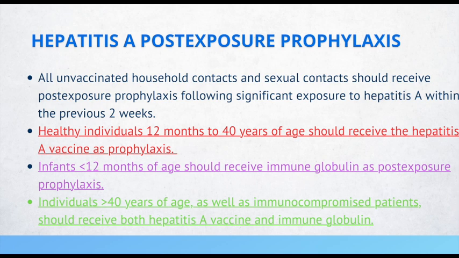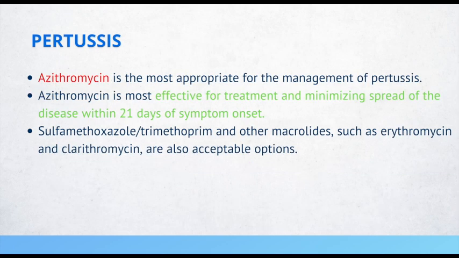Pertussis. Azithromycin is the most appropriate for the management of pertussis. Azithromycin is most effective for treatment and minimizing spread of the disease within 21 days of symptom onset. Macrolides such as erythromycin are also acceptable options.